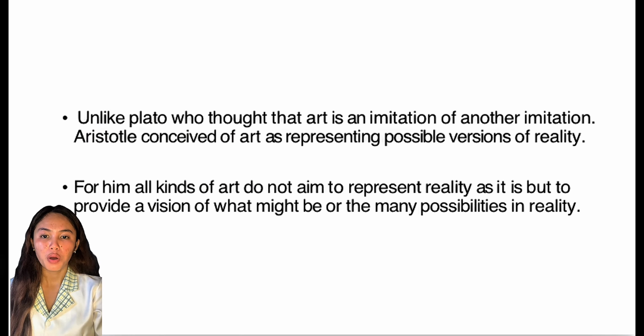Unlike Plato, who thought that art is an imitation of another imitation, Aristotle conceived of art as representing possible versions of reality. So for him, all kinds of art do not aim to represent reality as it is, but to provide a vision of what might be, or the many possibilities in reality. So it's just a little difference.